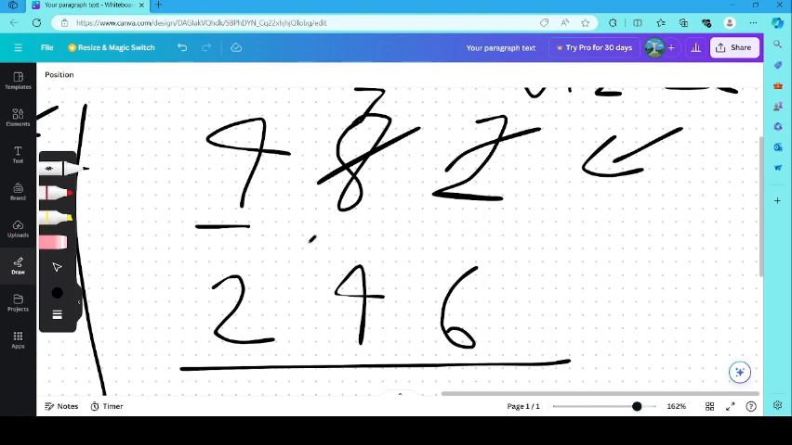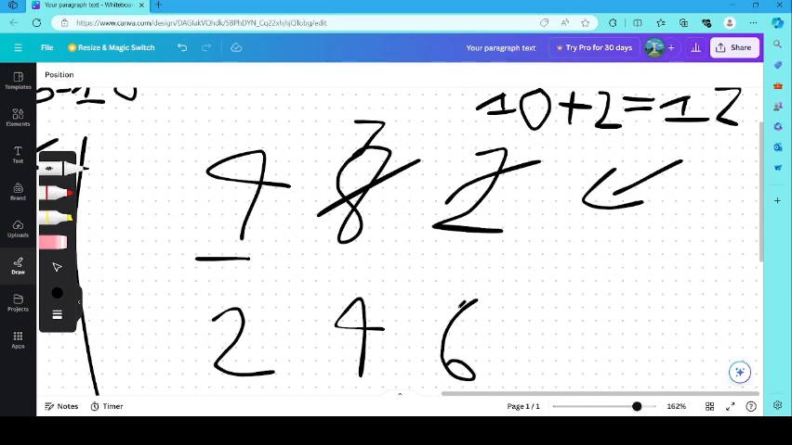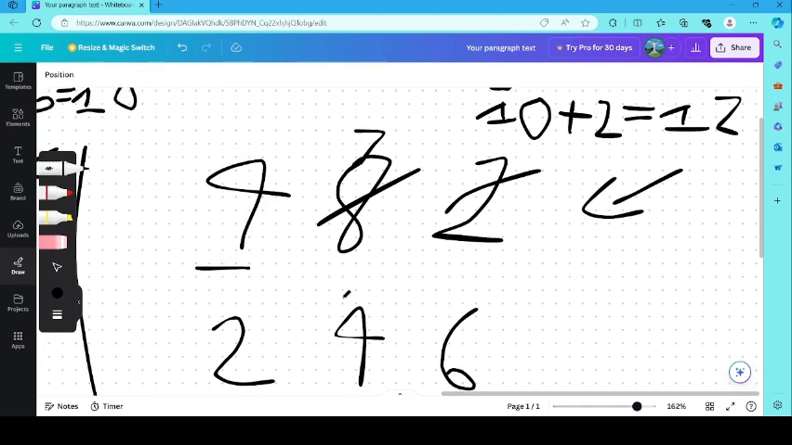So 12 minus 6 is what? 6. And then we go to our tens place, which is 7 minus 4. And 7 minus 4 gives me what? 3. So we write 3 underneath our tens place. And how about our hundreds place, which is right here? 4 minus 2 is what? 2.